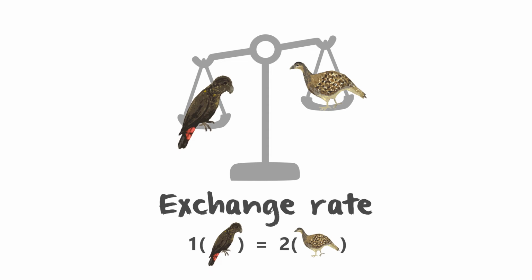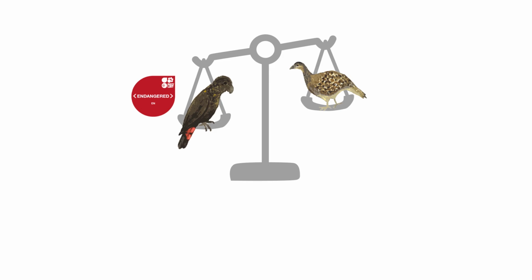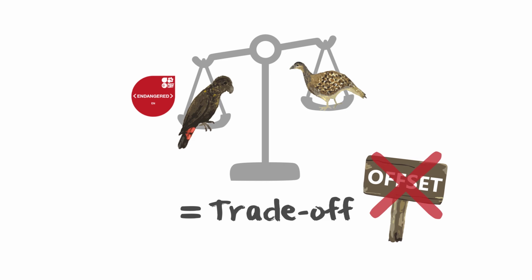The problem is that if we're intending to offset a loss of a biodiversity feature, it's usually because we've already determined that we value that particular feature and we want to achieve no net loss for it. But departures from like for like mean that a trade-off rather than a no net loss outcome becomes the aim. Such actions therefore do not strictly qualify as biodiversity offsets.